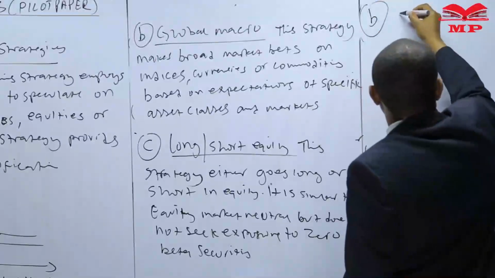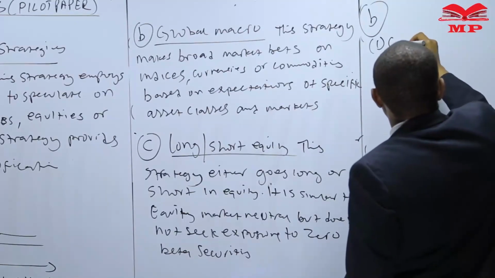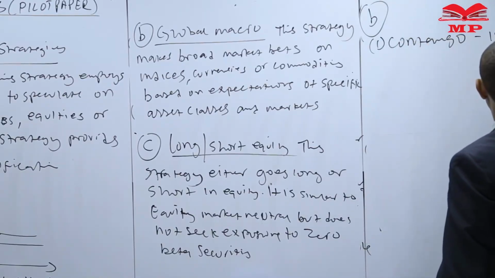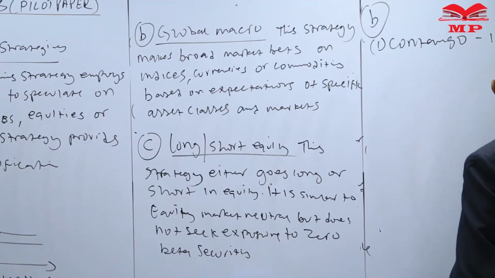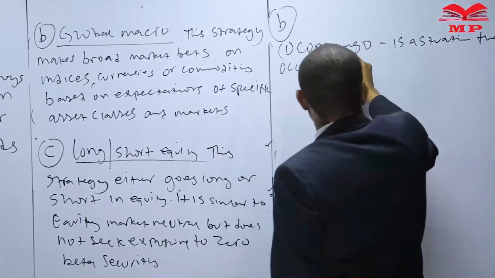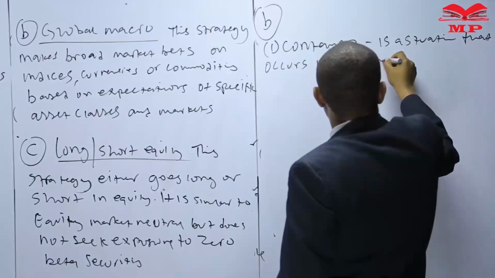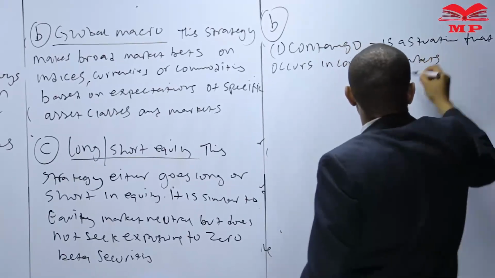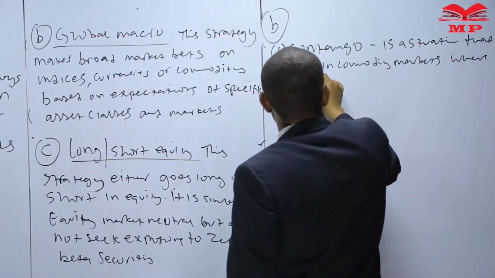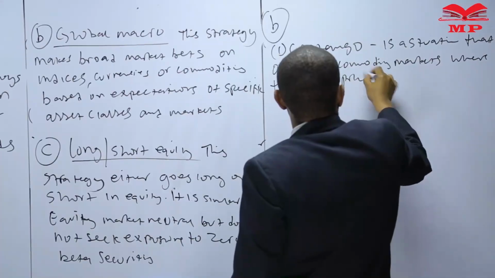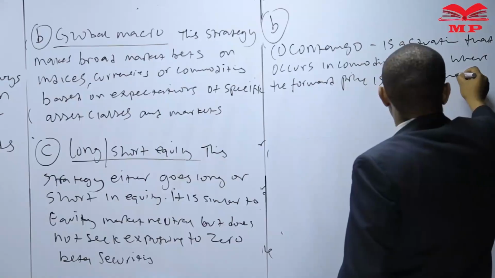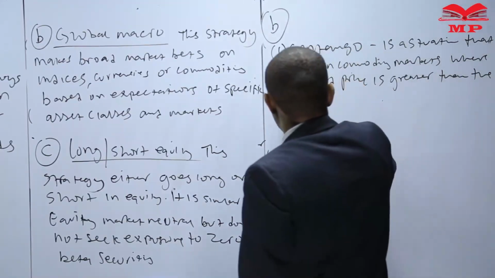B. We are saying number 1, contango is a situation that occurs in commodity markets where the forward price is greater than the spot price.